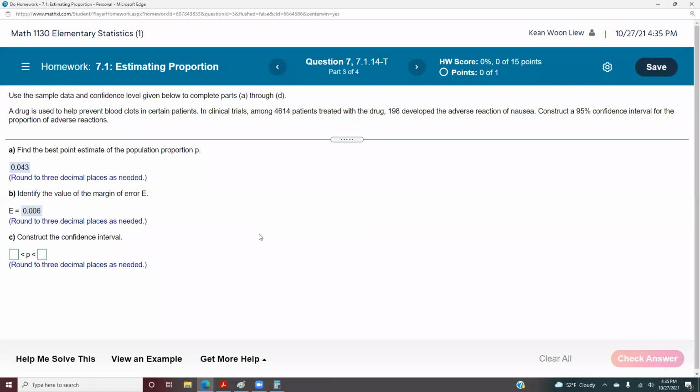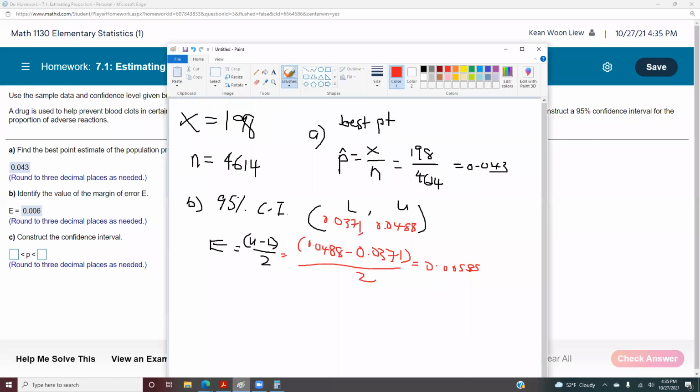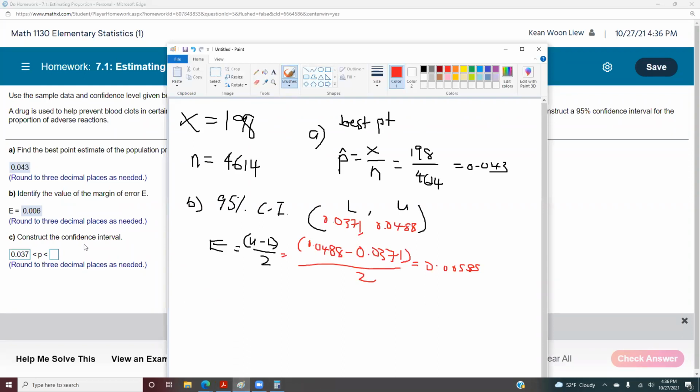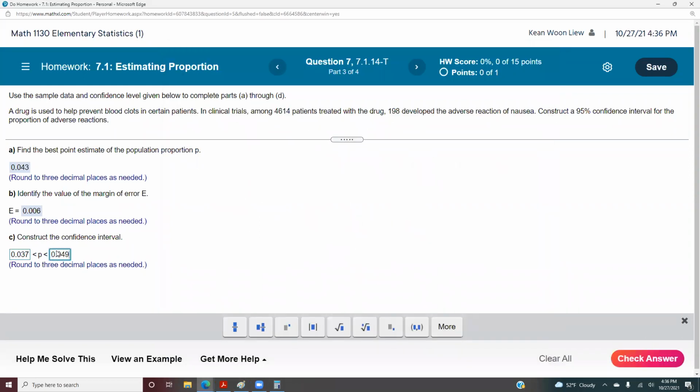And then they will ask you for the confidence interval. That means you already did this. I just tell the students that you actually do part C first, then you do part B. Some of you asked me and, yes, in this case, you do part C first and then part B. So the confidence interval is these two numbers. In 3 decimal places, it is 0.037 and the other one is 0.049.